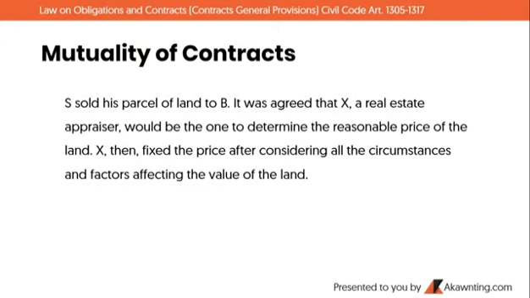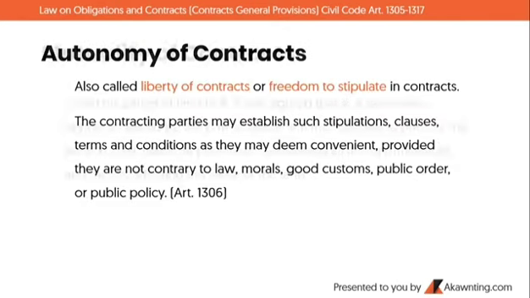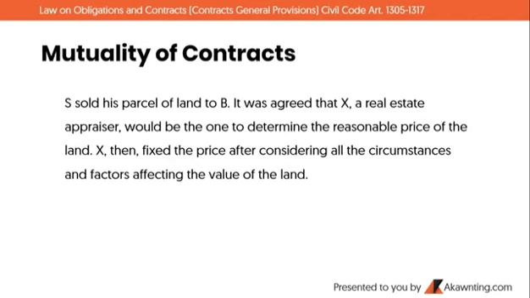Okay, so as an example, ano ba yung mga key points na nakuha natin from the, okay? So, ayan. For example, S sold his parcel of land to B. Okay, it was agreed that X, a real estate appraiser, would be the one to determine the reasonable price of the land. Okay, so ang issue pala dito, si S and B, hindi magkasundo sa magiging price ng lupa. Kasi si S, although siya yung nagbebenta ng lupa, hindi niya rin kasi alam kung ano yung price. Hindi niya alam kung masyadong mataas ba yung bigay niya or hindi niya rin alam kung baka malugi siya dun. Kaya, anong ginawa ni S and B?